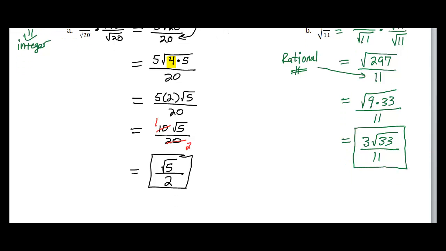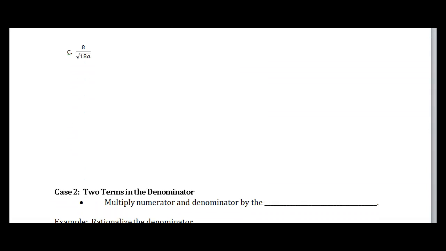Let's look at one more of these types of examples. And this is an example where we have a variable in there. Just because a variable is in there, it doesn't mean we're going to do anything different. We're actually going to do the exact same thing. So I'm going to multiply my numerator and denominator by the square root of 18a. My numerator is going to become 8 times the square root of 18a all over 18a. All right, this is rationalized. I have a variable with it, but it's still rationalized.